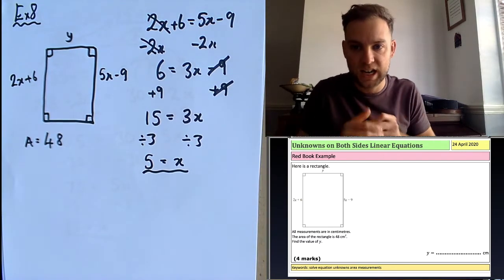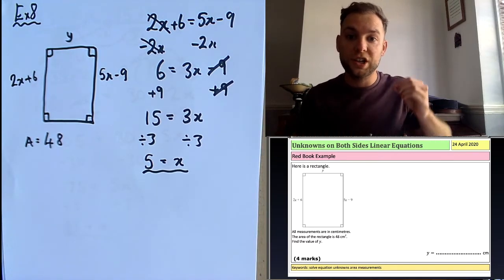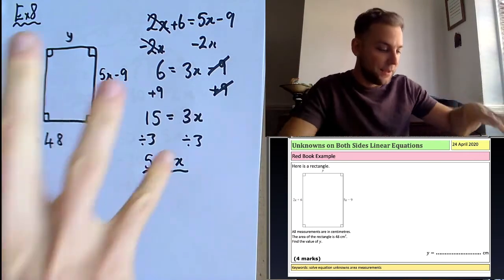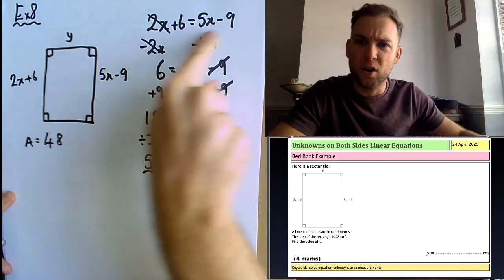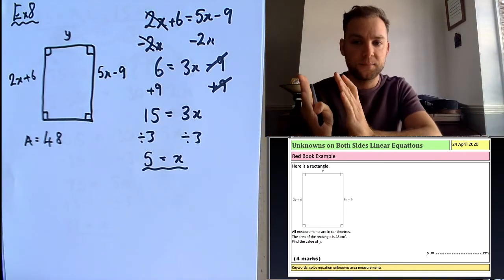Now, have I finished here? Is the question asking for x? No, it's not. The question is asking for y. So it's taking it to that next level again. And the problem here is that, first of all, we've got to spot that this is equal. Then we've got to solve it. But then we've got an extra layer of this.